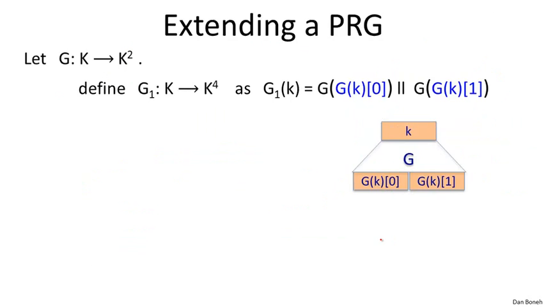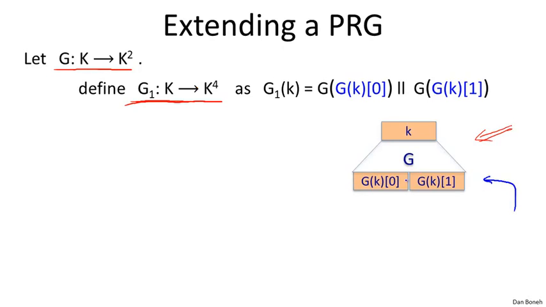Well, let's see if we can make progress. The first thing we're going to do is, again, start with a PRG that doubles its input. Let's see if we can build a PRG that quadruples its input. So it goes from K to K to the 4th instead of K to K squared. Let's see how to do it. Here we start with our original PRG that just doubles its input. But now remember, the fact that this is a PRG means that the output of the PRG is indistinguishable from 2 random values in K.